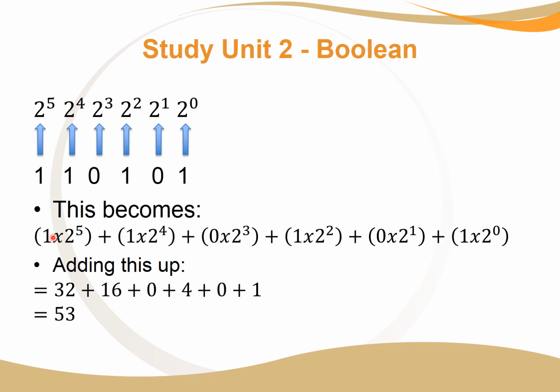So 1 times 2 to the power of 5 is 32, 1 times 2 to the power of 4 is 16, and you have 0, 4, 0, and then 1 times 2 to the power of 0 is 1. So you're adding all this up, the number is 53. So 1, 1, 0, 1, 0, 1 is equal to the number 53.